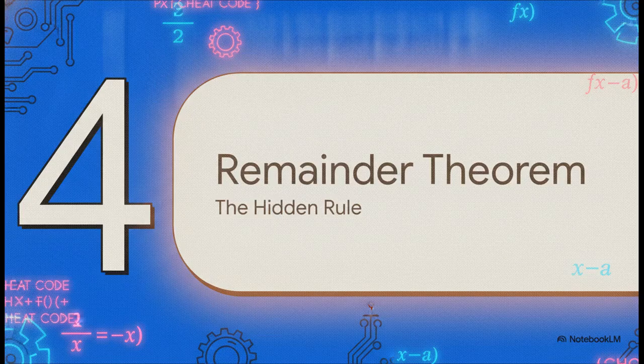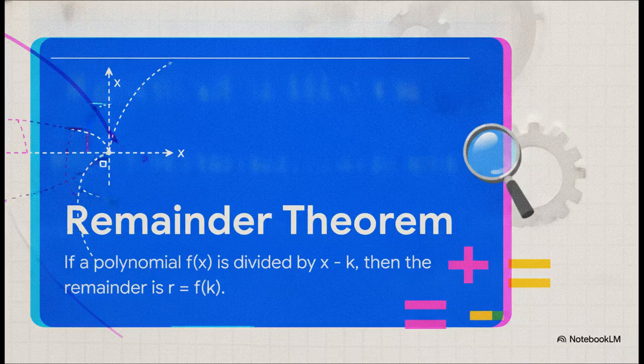Section 4, the remainder theorem, the hidden role. Now that we've got our division tools squared away, let's look at the cheat codes that actually govern them. The remainder theorem illustrates this brilliant mathematical truth. You can find the exact remainder of a polynomial division problem simply by evaluating the function at the value k. Literally, if you're dividing by x minus 2, you just plug 2 into the original equation. The number that spits out is the exact same remainder you would get from doing all that long, tedious division.